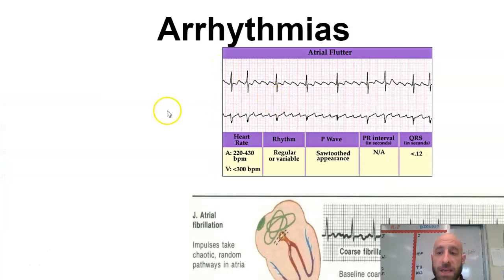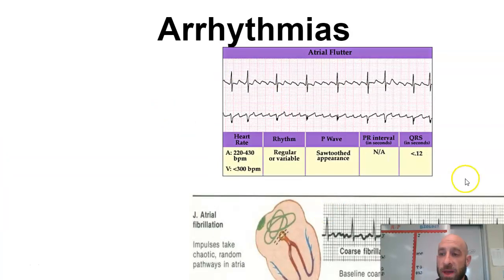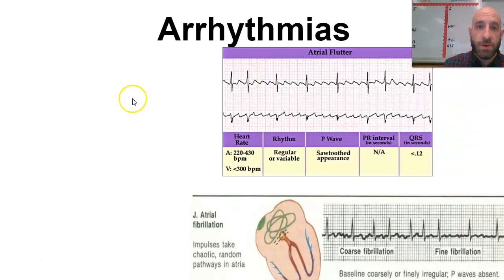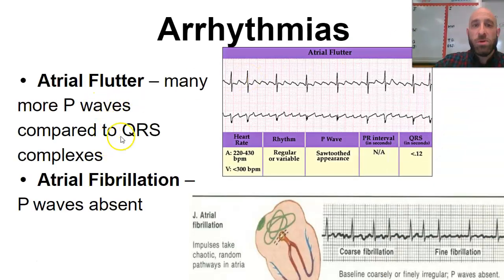Let's take a look at some more examples that get a little more serious. Okay, so the next one is called an atrial flutter. And an atrial flutter is when your atria contracts multiple times before the ventricle contracts.